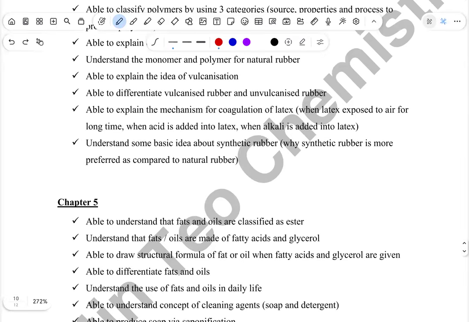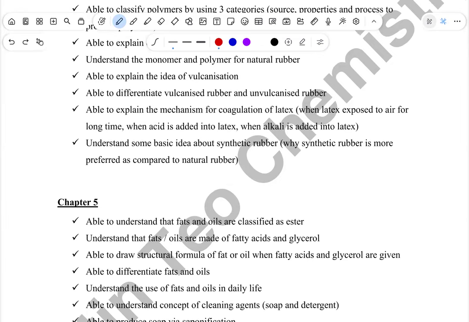So make sure everyone knows fat and oil are esters. Fat and oil, they are esters. Ester is made by carboxylic acid and alcohol. So to make fat and oil, the carboxylic acid is fatty acid. Fatty acids are long carboxylic acids. How long? More than 10 carbon. If the carboxylic acid has more than 10 carbon, we just call them fatty acids.